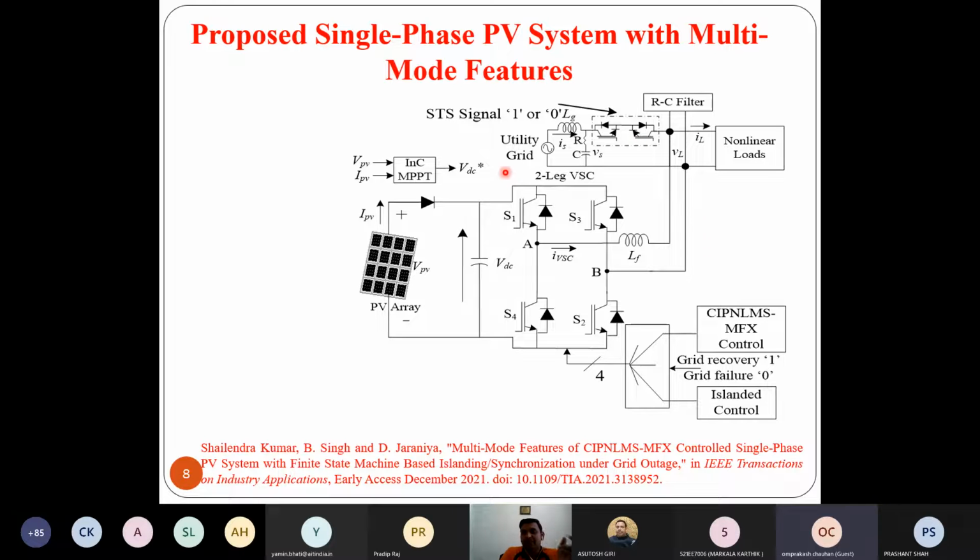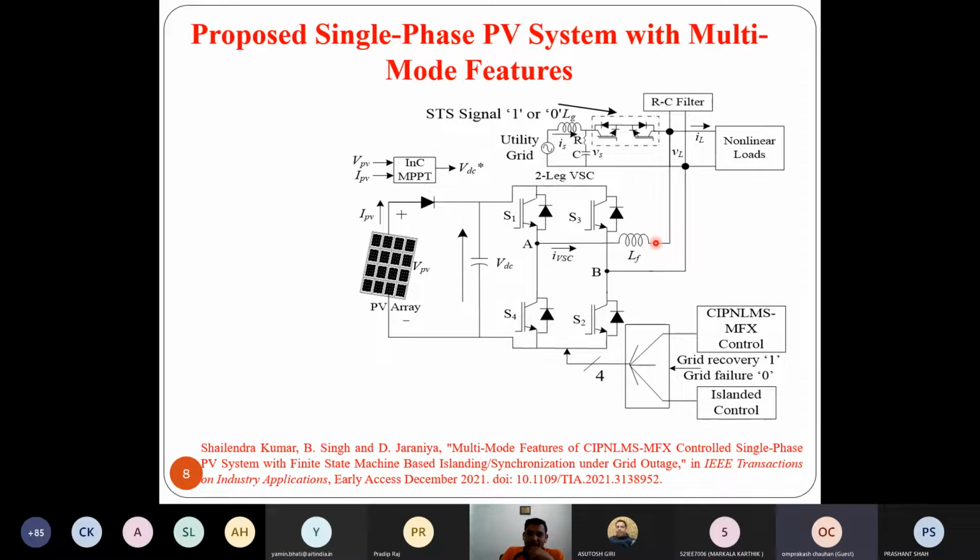When we are drawing power from the utility grid, the first switch will be on and the diode of the second switch will be on, so that we have the perfect power flow like this. Perfect power flow like this: switch, then this diode, and this power.